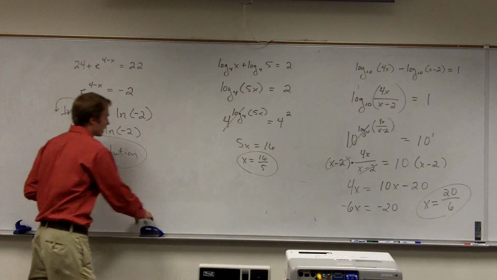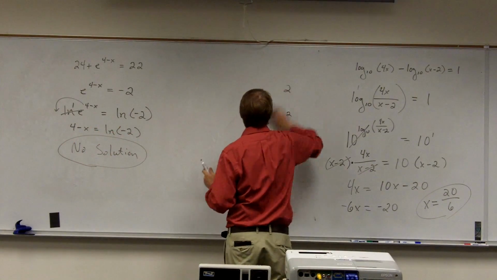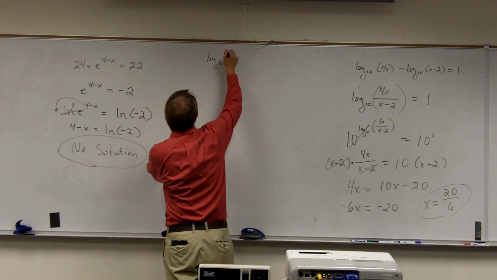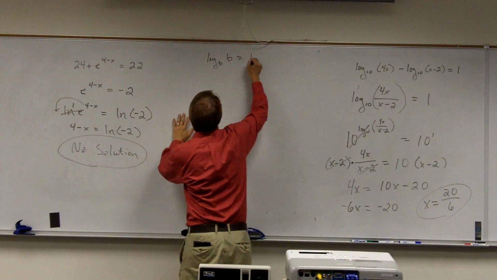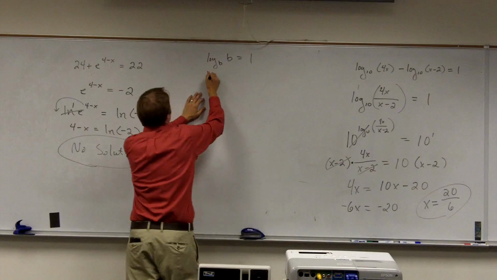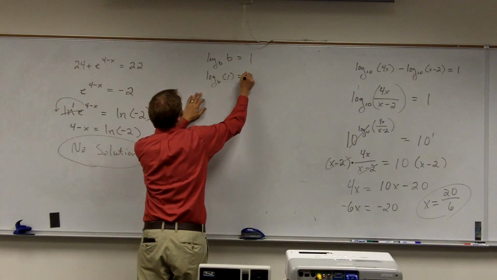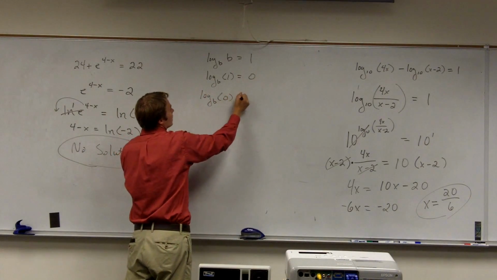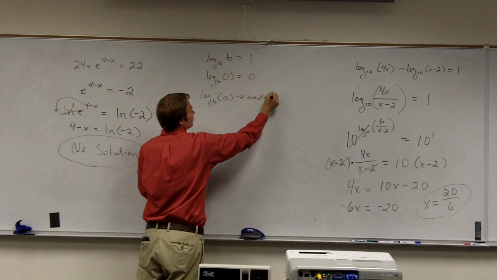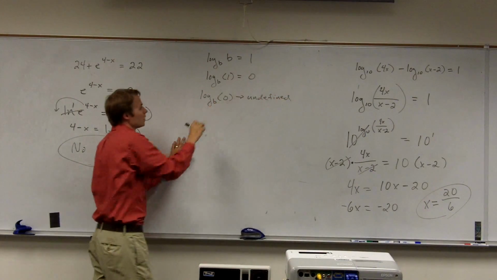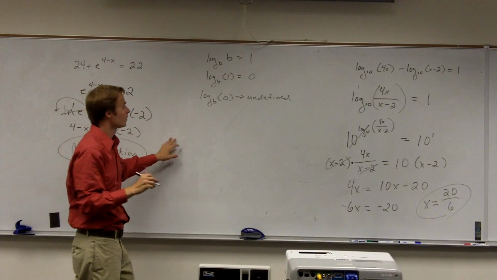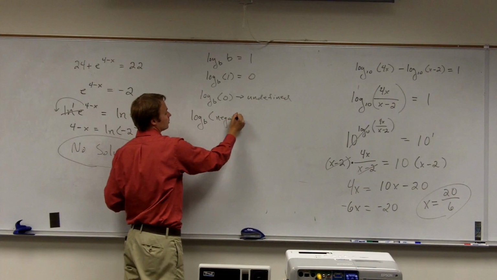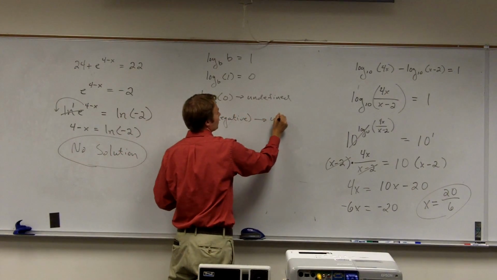And that's actually something I wanted to bring up. Because when we were looking at our log rules, we said if you take log base b of b, it's always equal to 1. If you take a log base b of 1, it's always equal to 0. If you take a log base b of 0, we said that's undefined. You'll never raise a number to a power to get 0. And the same thing happens if you try to take the log of a negative number. That's also undefined.